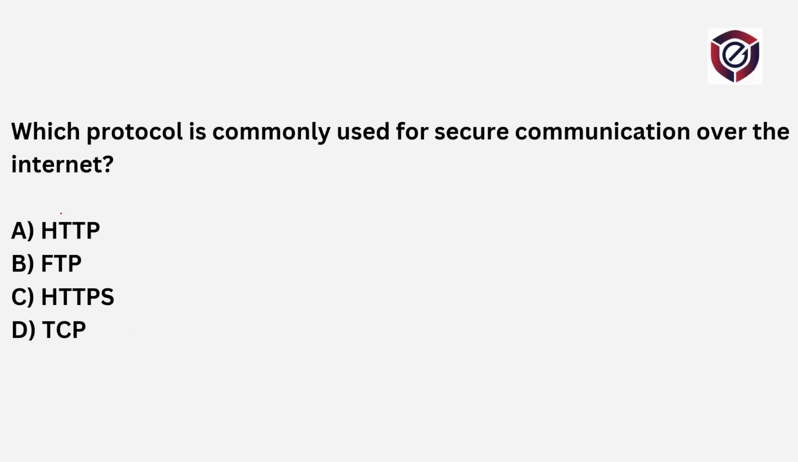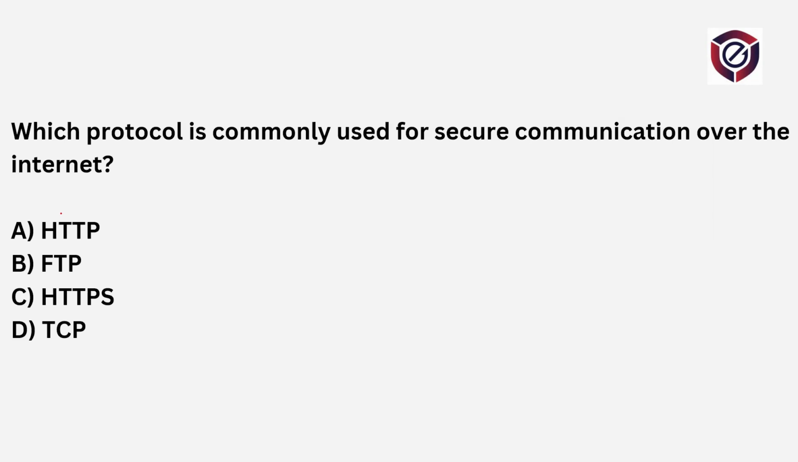Which protocol is commonly used for secure communication over the internet? There are four options given over here: HTTP, FTP, HTTPS, TCP. HTTP stands for Hypertext Transfer Protocol. FTP stands for File Transfer Protocol. FTP is used for file transfer. Whenever we want to have a file transfer between two devices, we will be using FTP. TCP is one of the protocols, the Transmission Control Protocol. It is called the most reliable protocol for communication between the devices.